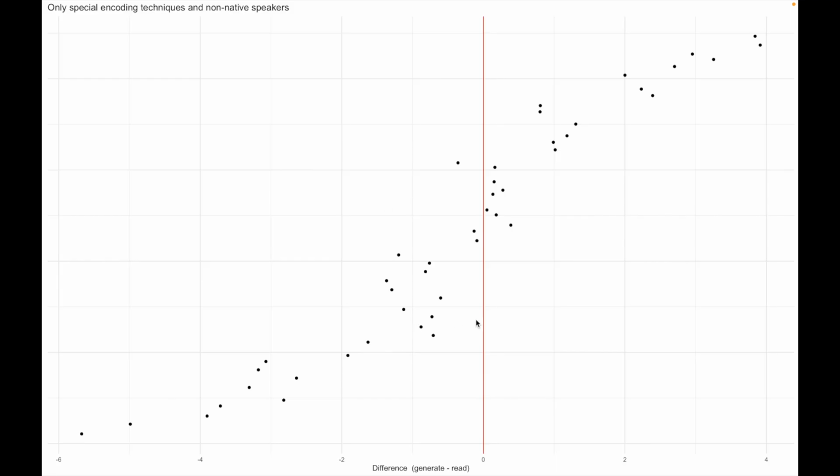First, let me show you the graph of either non-native speakers or people who are employing special memory techniques. This line is pushed more towards the right side, meaning that there's more data on the read side. So these two groups, at least when combined together, but also separately because I did the analysis separately as well, remember more in the read condition. So that kind of substantiates our intuition.